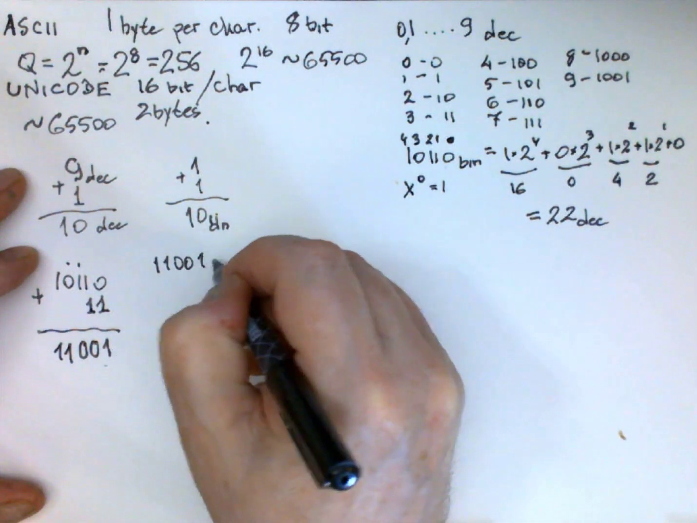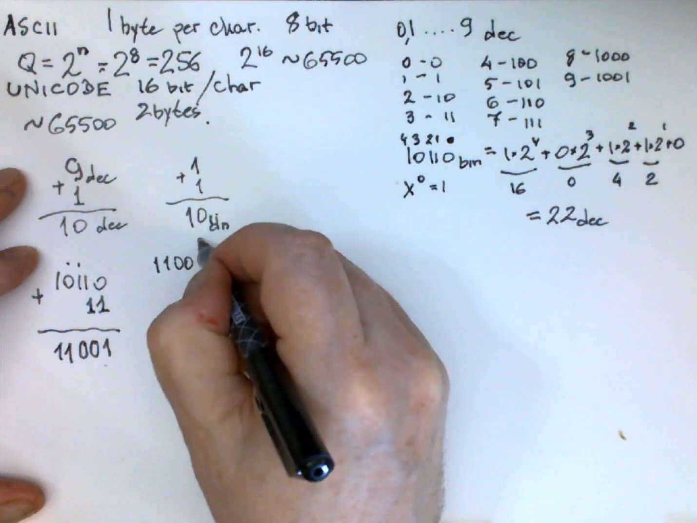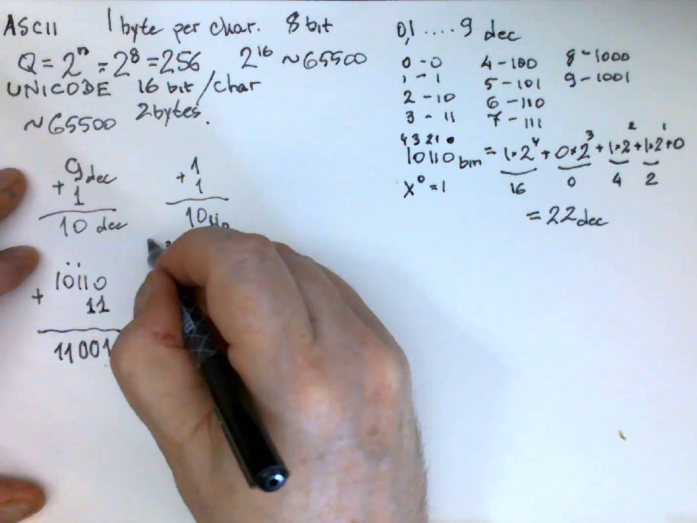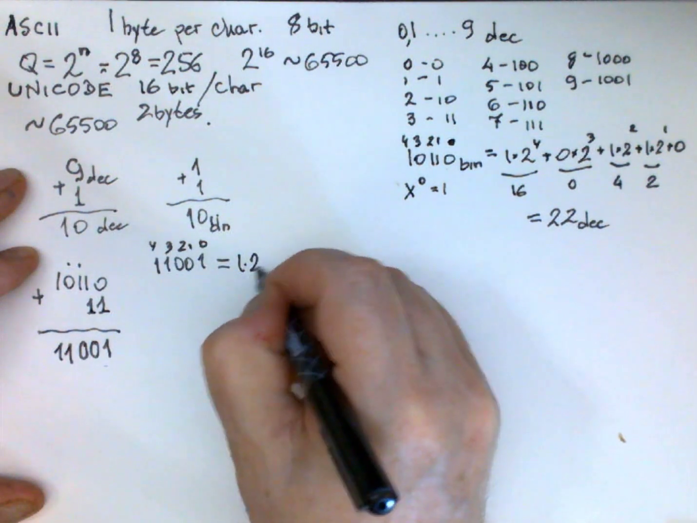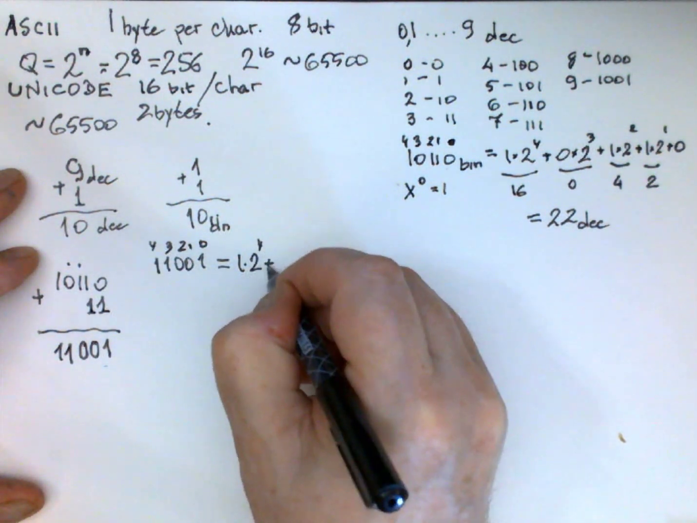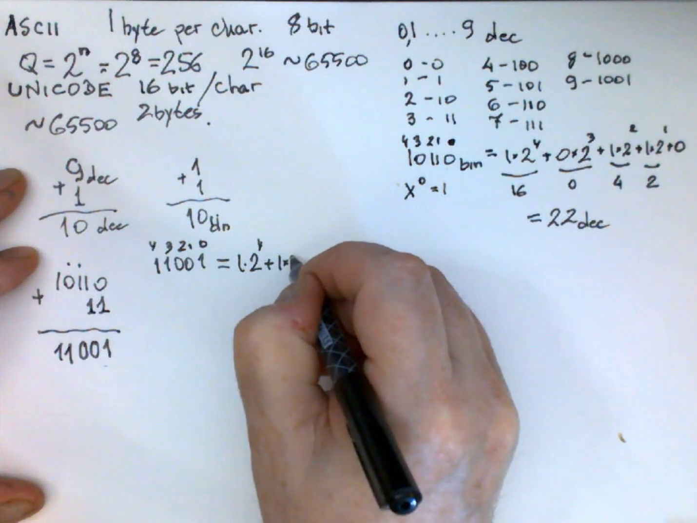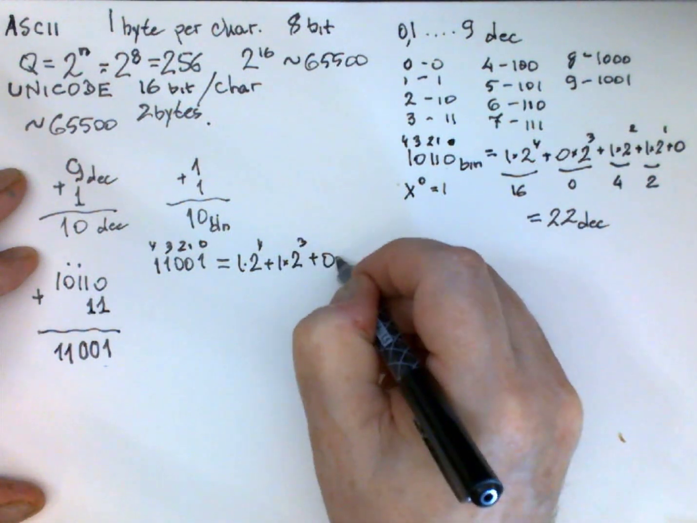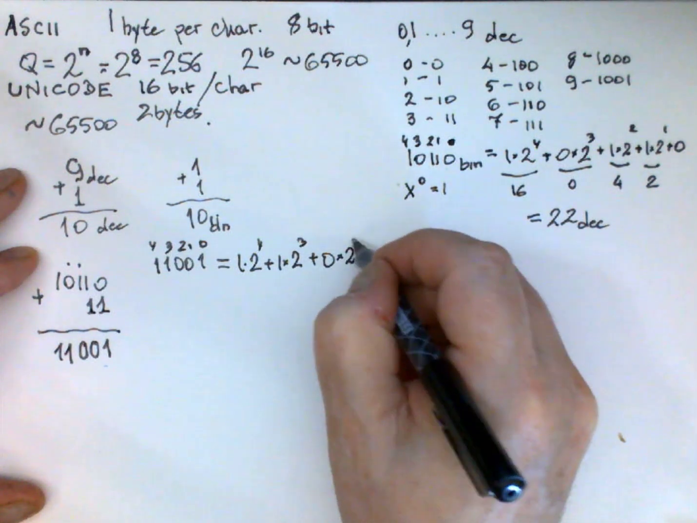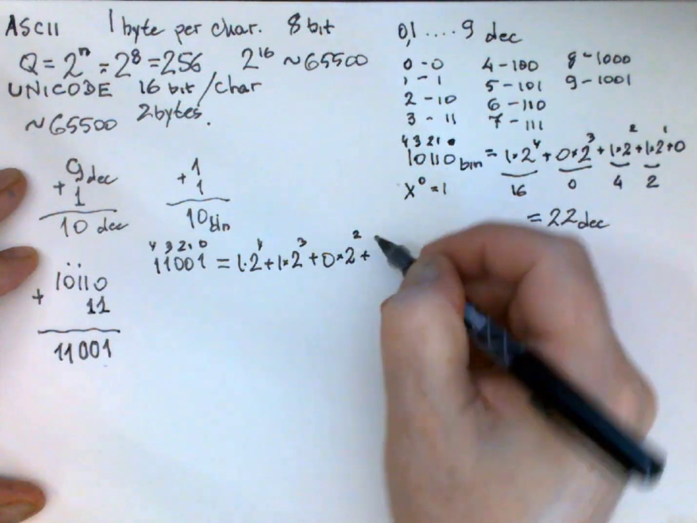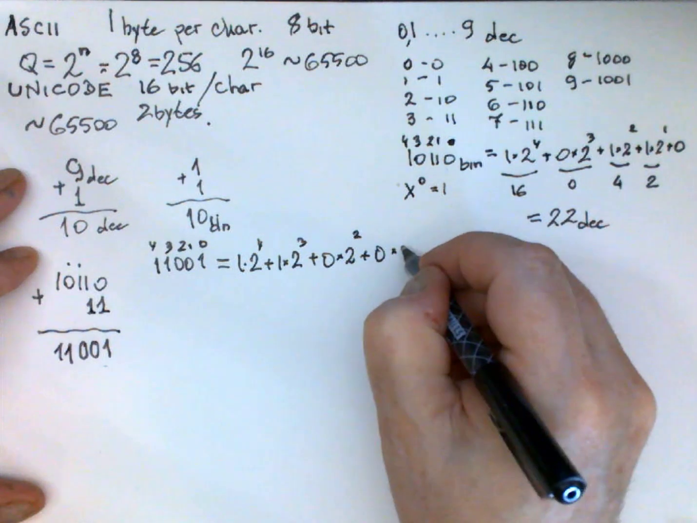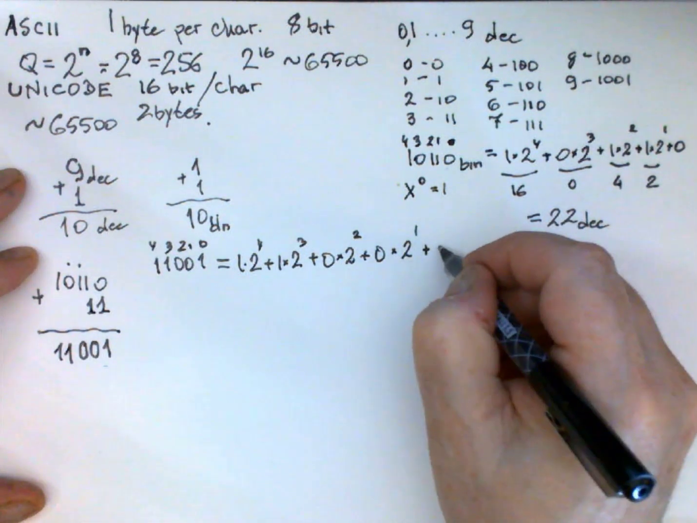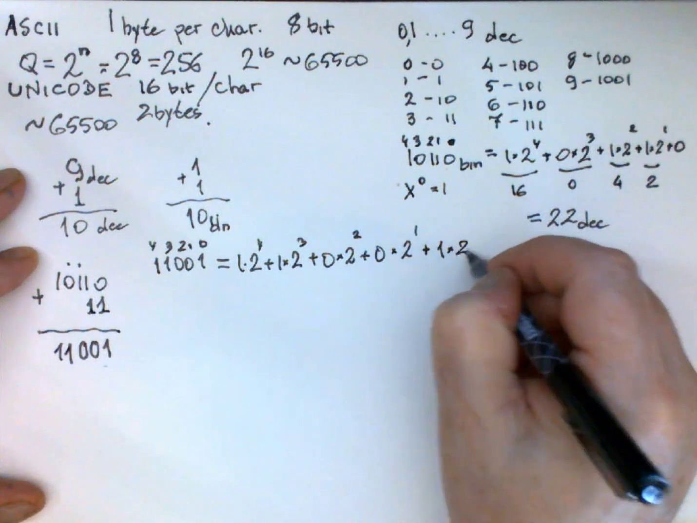11001. How much of this? Positions 0, 1, 2, 3, 4. It will be 1 multiplied by 2 to the power of 4, plus 1 multiplied by 2 to the power of 3, plus 0 multiplied by 2 to the power of 2, plus 0 multiplied by 2 to the power of 1, plus 1 multiplied by 2 to the power of 0.